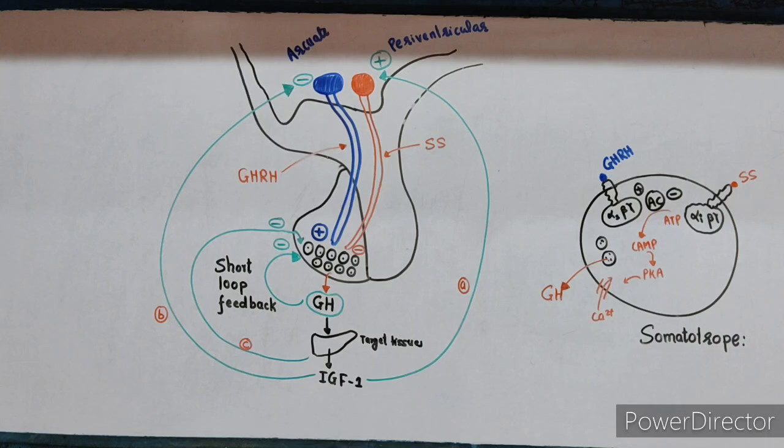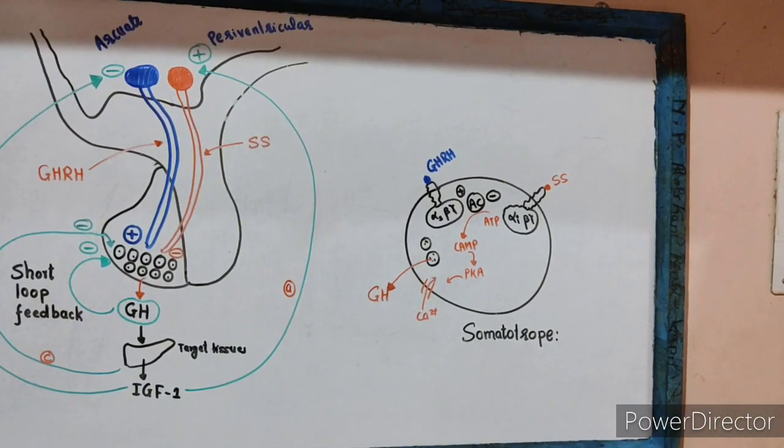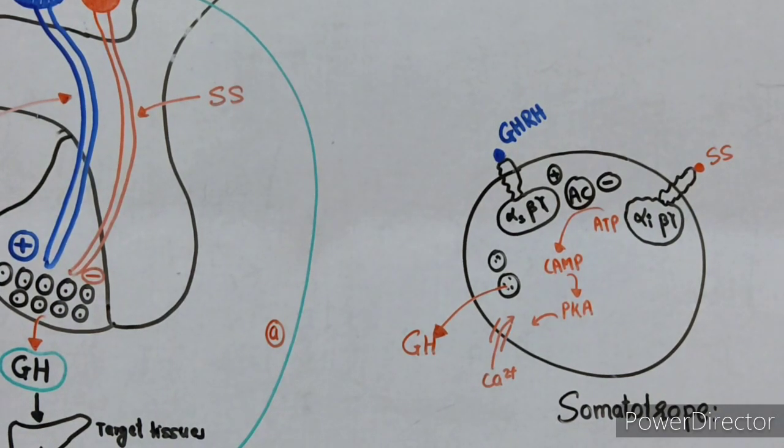Now let's see the molecular mechanism of growth hormone releasing hormone and somatostatin on somatotropes. This small cell shown is the somatotroph. Growth hormone releasing hormone acts on the G protein coupled receptor. This receptor is coupled with Gs, the stimulatory G protein, which has subunits alpha S, beta and gamma. When growth hormone releasing hormone binds to this receptor, alpha S will be detached and will bind to adenylyl cyclase, AC here. When adenylyl cyclase is activated, it converts ATP into cAMP, cyclic adenosine monophosphate.